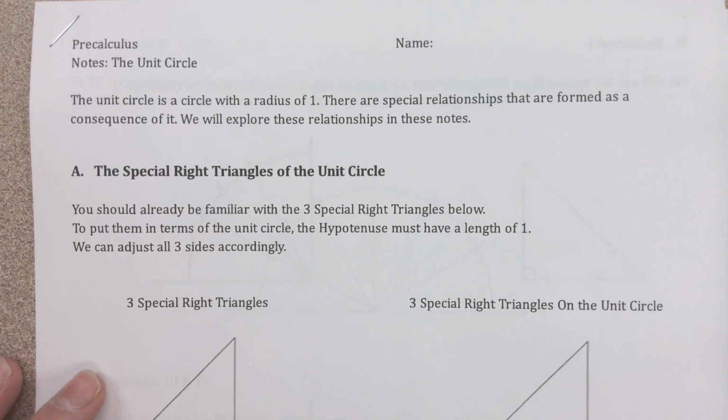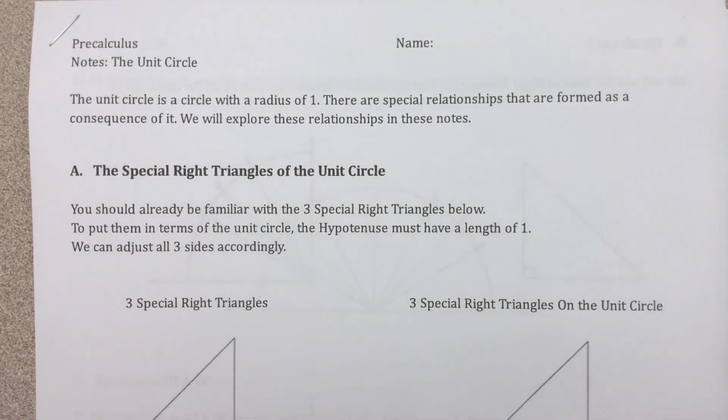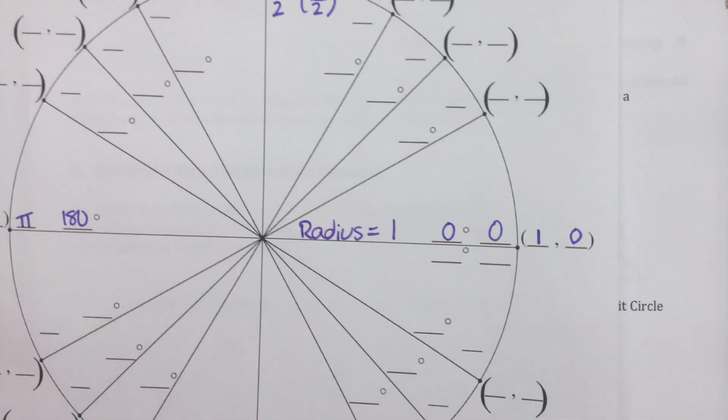There's a lot of stuff that I want to say and I would like you to have written down, so I just typed it out for you. So I will be reading some of this to you as we go. First off, what is the unit circle? The unit circle is a circle with a radius of 1. We established that earlier.